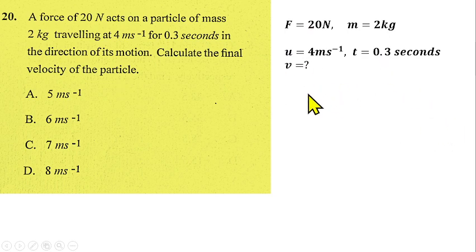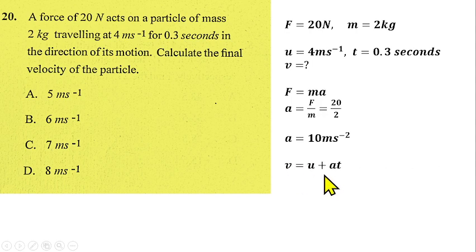But what is missing is that we don't know the acceleration, so we need to get the acceleration before we can find the final velocity. So we know that force is mass times acceleration. From there you can find our acceleration, which is the force divided by mass. Force is 20, mass is 2, so that gives us 10 meters per second squared.